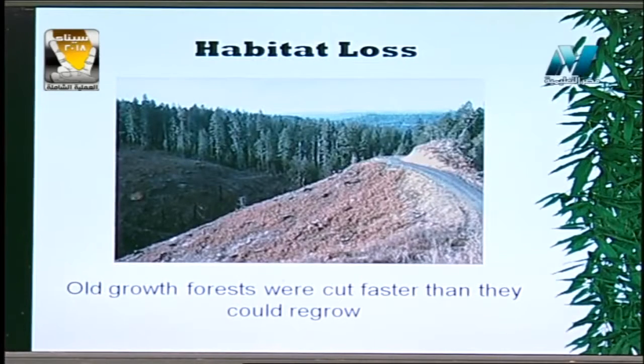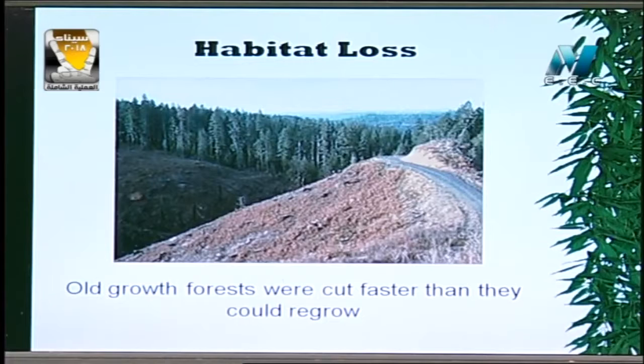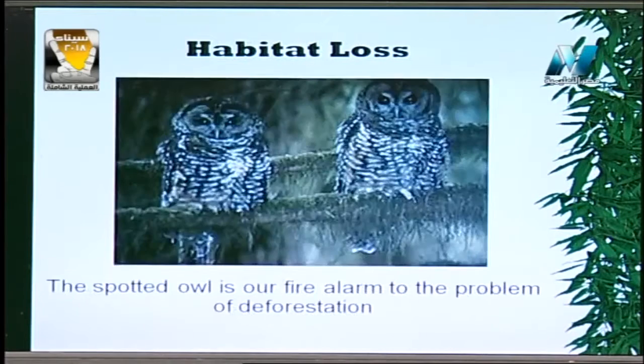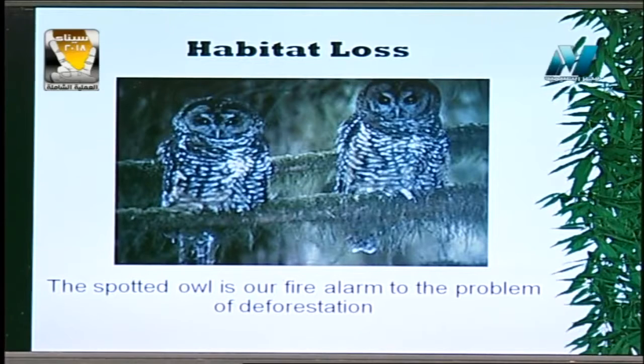Also, the old growth forests were cut faster than they could regrow. So some of the old forests are cut by the human factor, although they could regrow, but the human factor removed them. The spotted owl is our fire alarm to the problem of deforestation. Only the spotted owls are in danger because of deforestation, but other species could be in danger because of this factor. So deforestation means removing the forest, burning forests indirectly by carelessness, or removing them for a purpose.